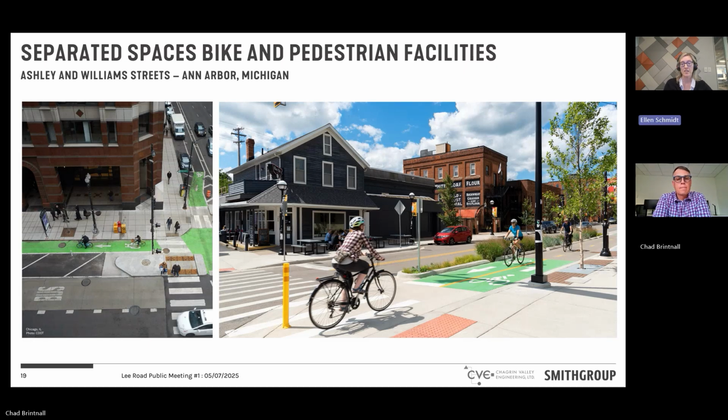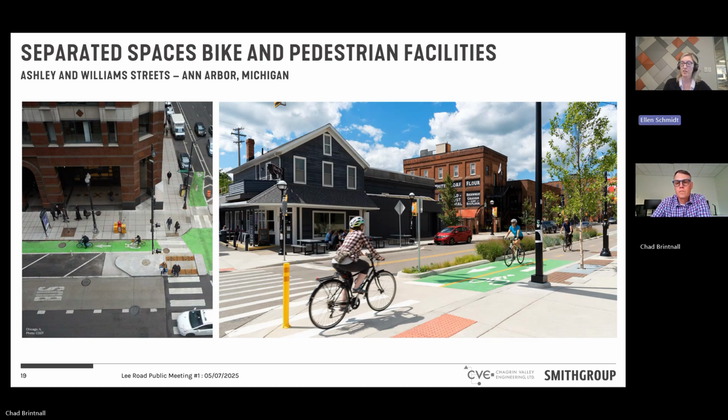And here is another example of our separated option. So again, you see a lot more of the green bicycle paint here, so we can keep the materials unique so you can tell the difference between the bicycle area and our pedestrian space. So here we're looking at, on the right, Ashley and Williams Street, and this is a project that we had done in Ann Arbor.